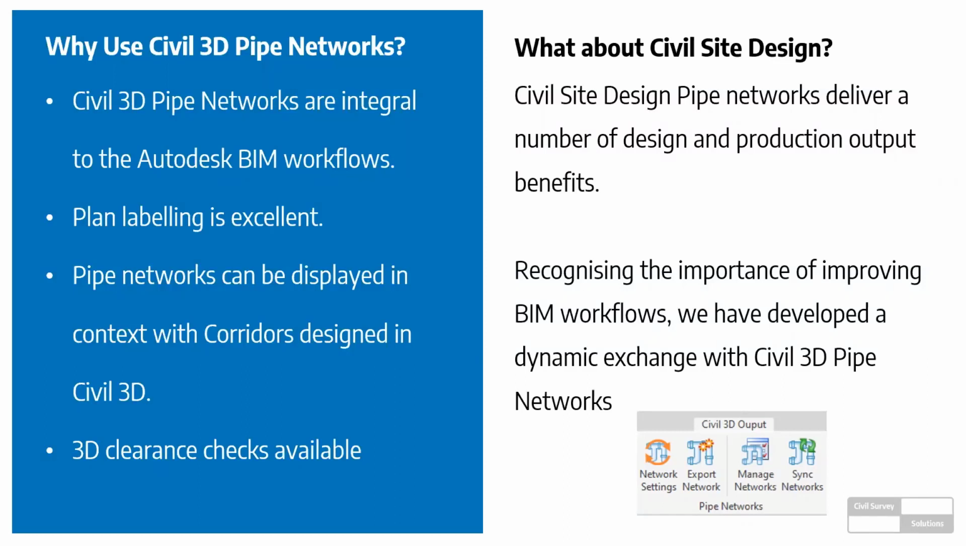The pipe networks can be displayed in context with the corridors if you use corridors as part of your process. And there are 3D clearance checks. I will show you some alternatives to doing it in Civil 3D. So time permitting, I'll take you out to Navisworks and show you how you would do clearance checks in there. But certainly the idea of a full parametric model-based network does give you some additional clearance check opportunities.